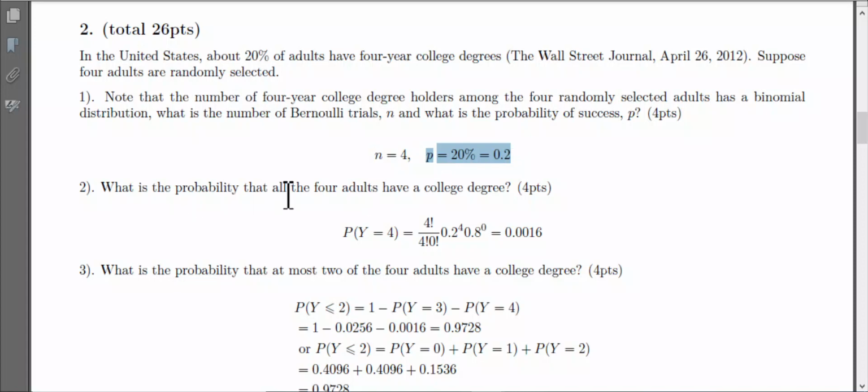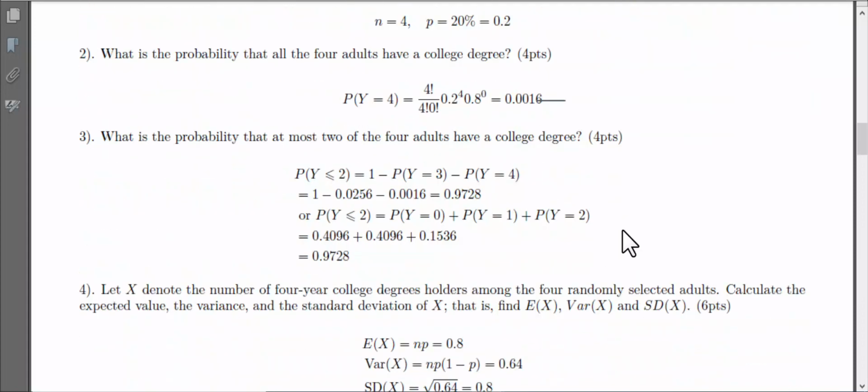And then what is the probability that all the 4 adults have a college degree? So this is the probability for Y equals 4. Here Y denotes the number of adults out of 4 who have the college degree. So we use the formula, and that's how we get this probability. Okay. And then what is the probability that at most 2 of the 4 adults have a college degree? At most 2 basically could be 0, 1, and 2.